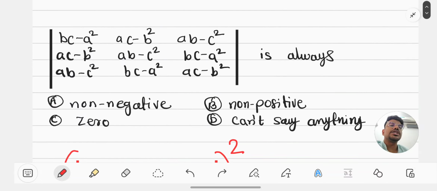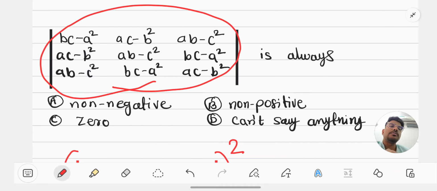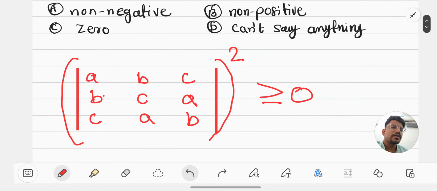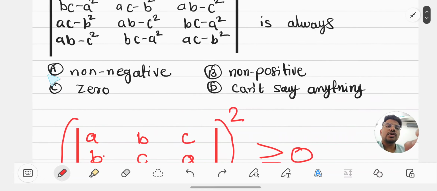Now this particular skill is very important when it comes to just checking out the elements and solving it orally. You should understand that this particular thing is formed by the cofactors of a particular determinant, which is this, and then you can just express it as a square of it, and the answer will be non-negative.